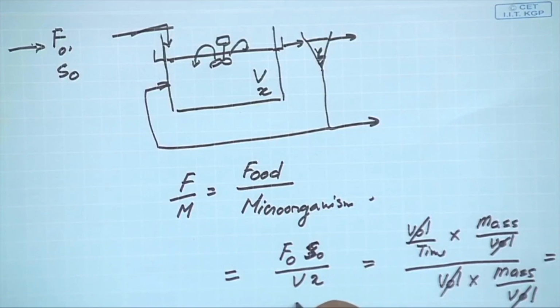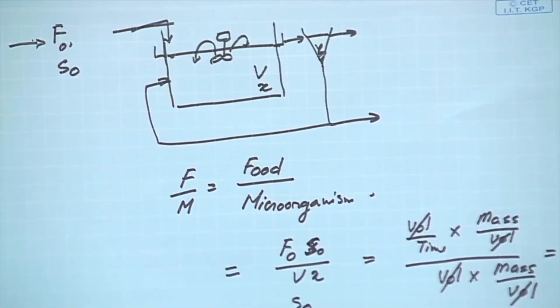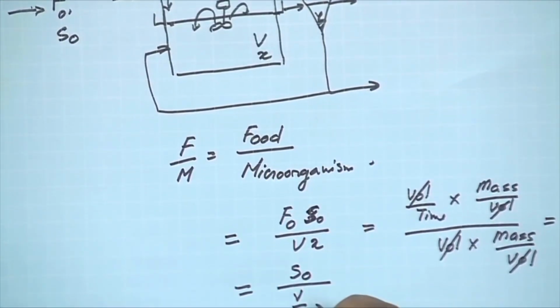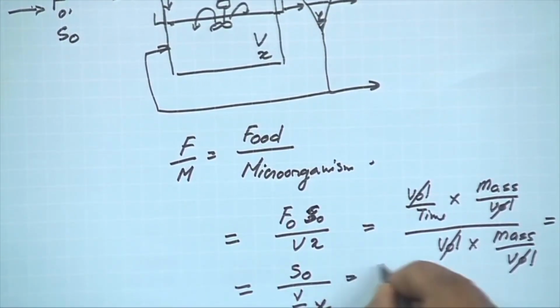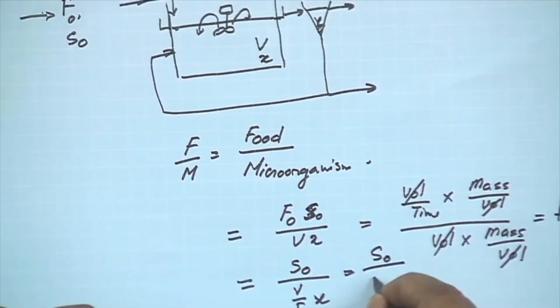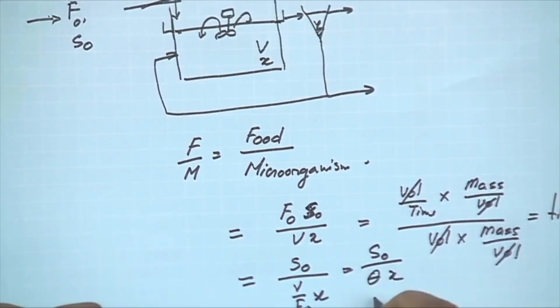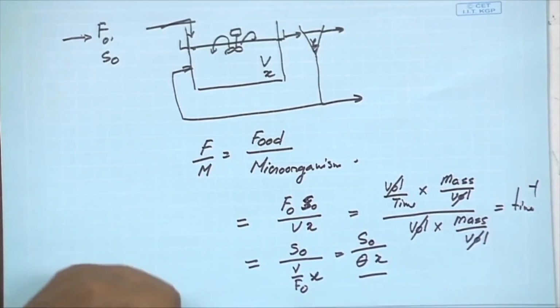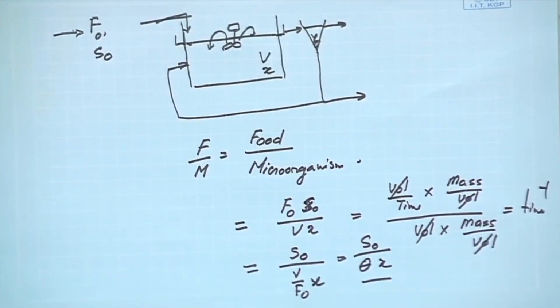Now, I told you this is equal to S0 V by F0 into X. Now, V by F0 is the hydraulic retention time, so it is theta into X. This is how, in the last class, I did not clarify that. So, I hope this is now clarified. So, this will be S0 by theta into X.